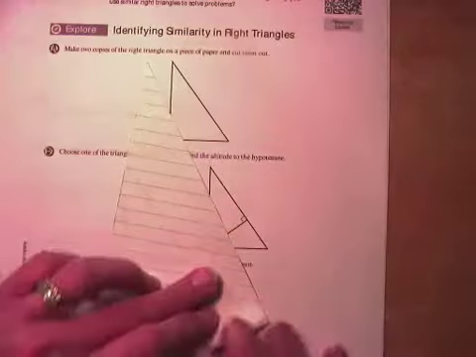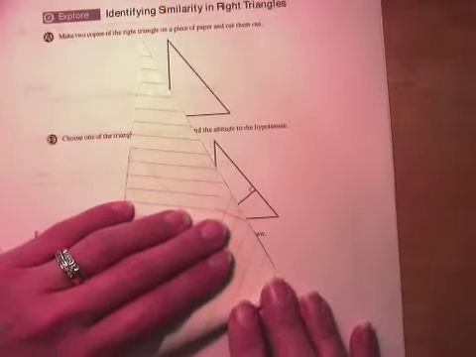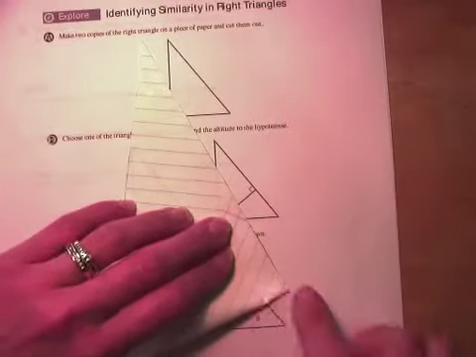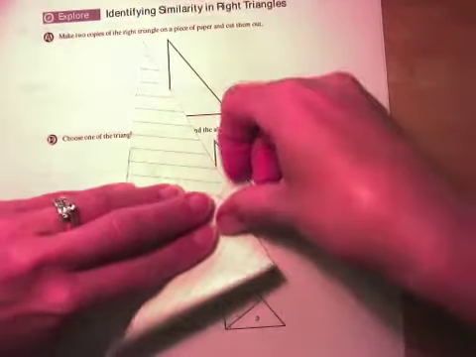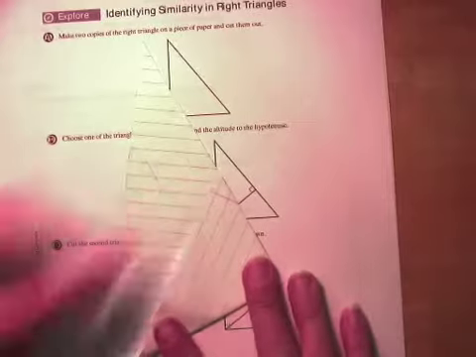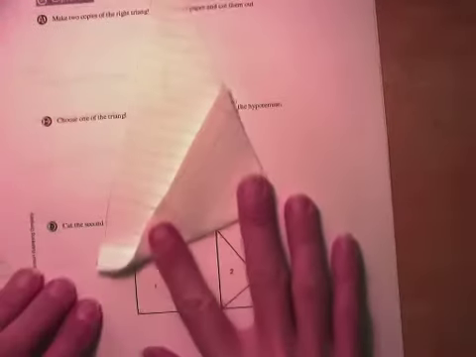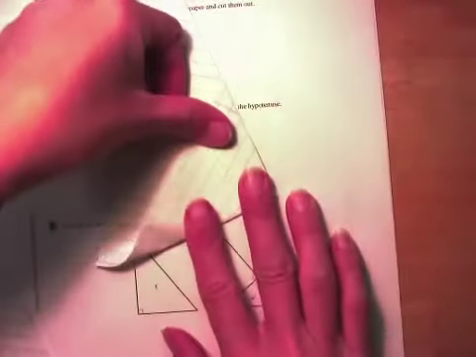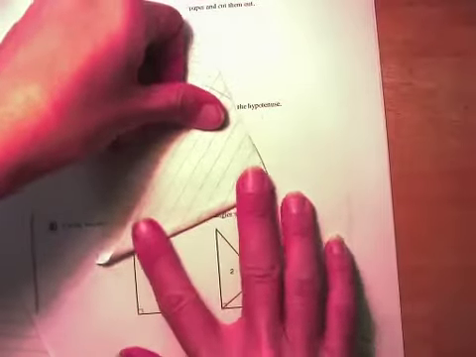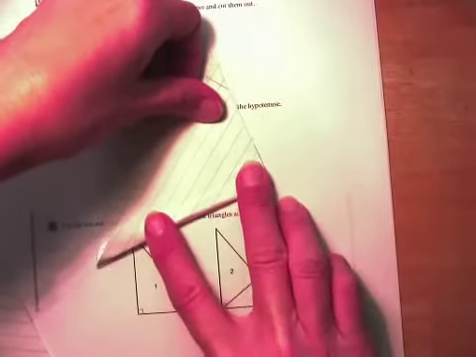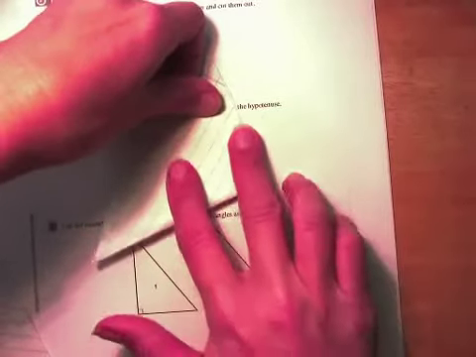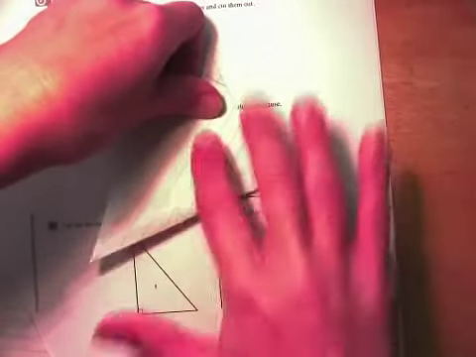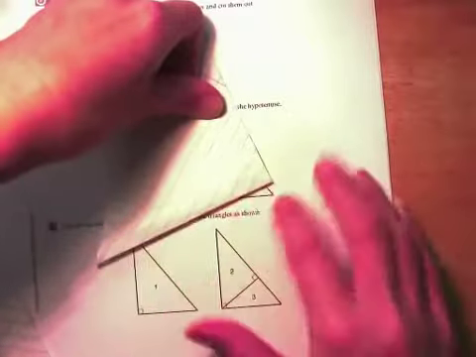So what they want us to do is fold it along this line so that the side is coinciding with itself until I'm going through this vertex. So I'm folding, folding, folding, and it's about here.